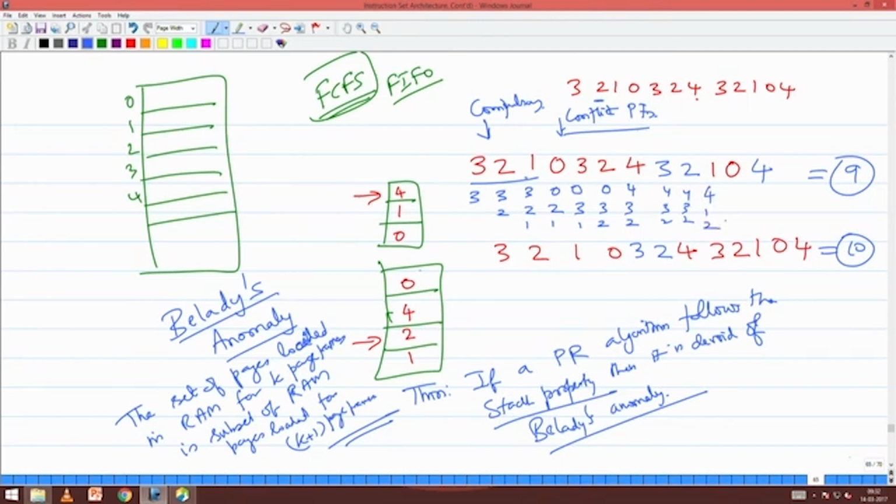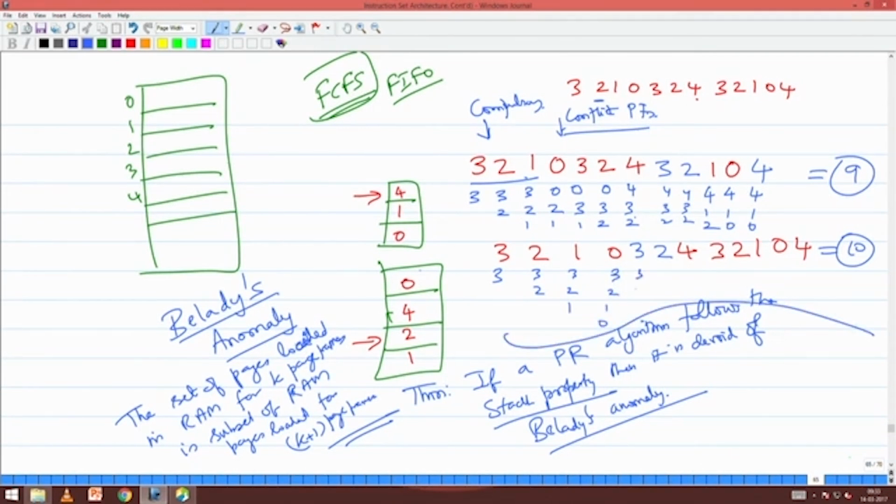then 4 1 2, then 4 1 0, okay, and then this is again 4 1 0. Now let us do this: 3, 3 2, 3 2 1, 3 2 1 0.